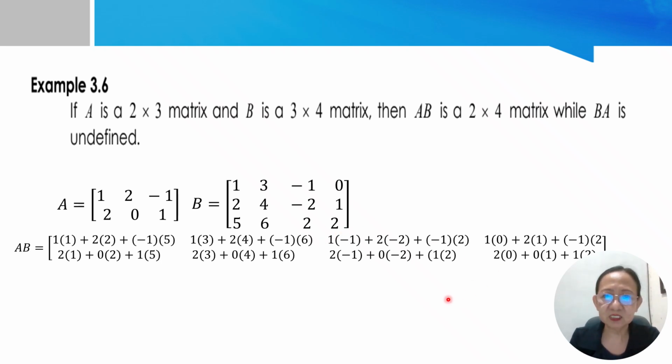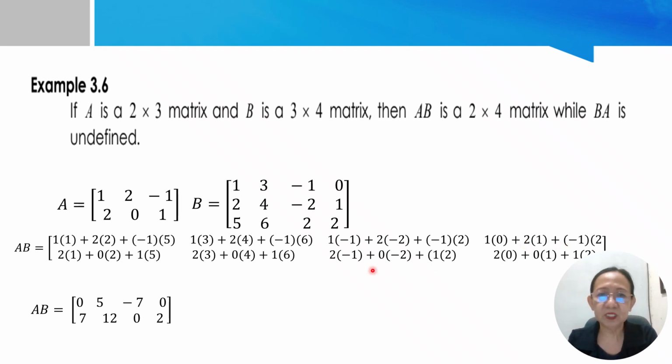Now, let us simplify this. So, we have here 1 times 1, so 1 plus 4 is 5. 5 minus 5 is 0. Then 3 plus 8 is 11. 11 minus 6 is 5. And then we have negative 1 plus negative 4 is negative 5. Negative 5 minus 2 is negative 7. And lastly, we have 0 plus 2, 2 minus 2, that is 0.